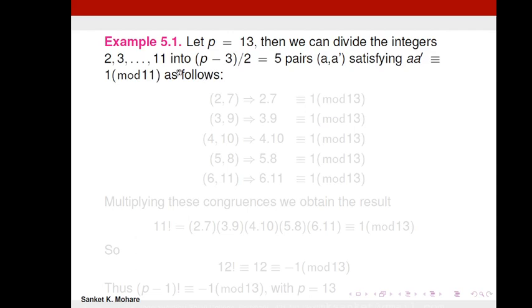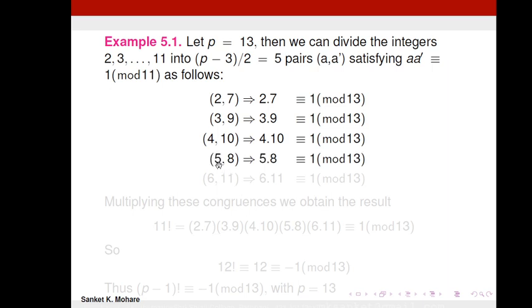So what are the pairs? Suppose I take 2 with 7: 2 into 7 is 14, and 14 is congruent to 1 modulo 13. Similarly, if I choose 3, then 3 into 9 is 27, and 27 is congruent to 1 modulo 13. Similarly, if I take 4, then 4 into 10 is 40, and 40 is congruent to 1 modulo 13, because 40 minus 1 is 39, and 39 is divisible by 13.